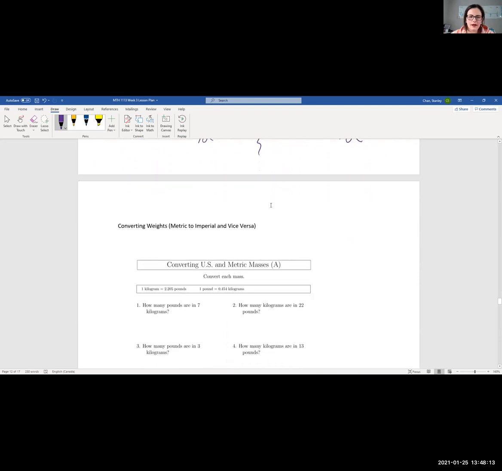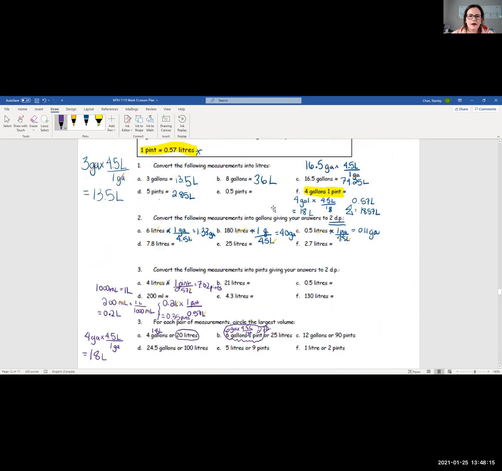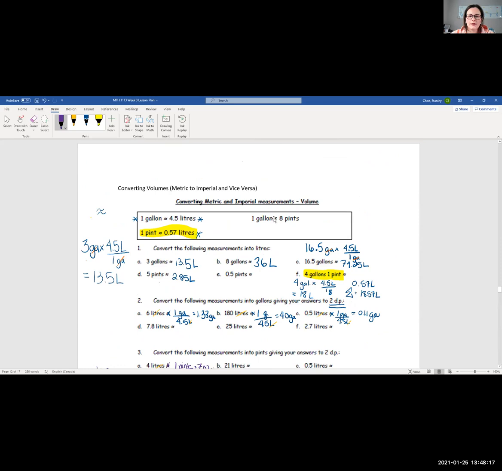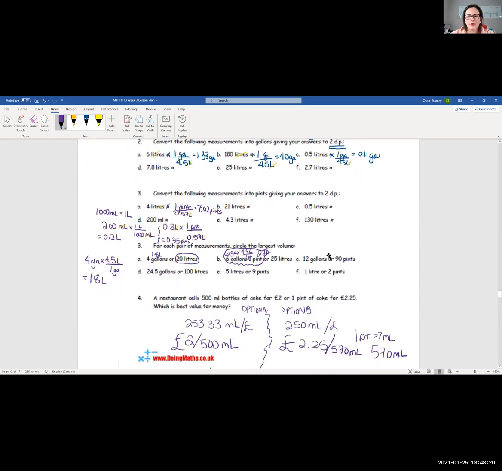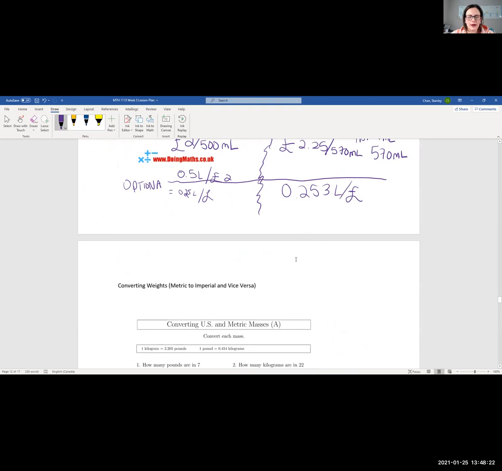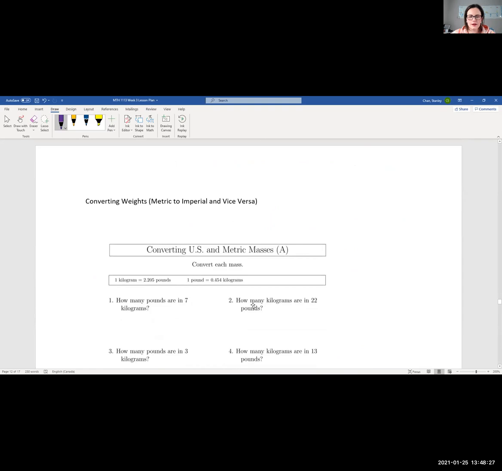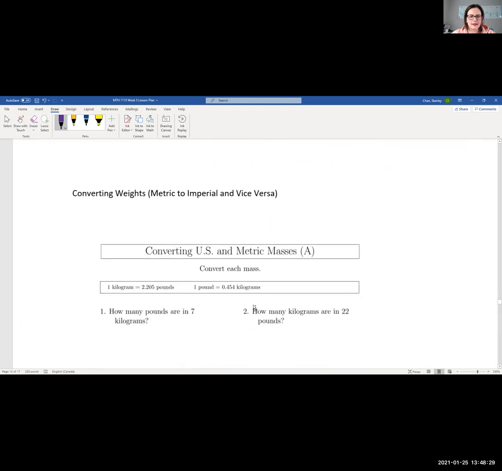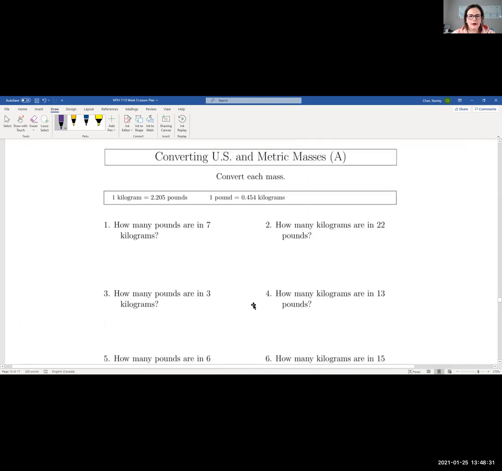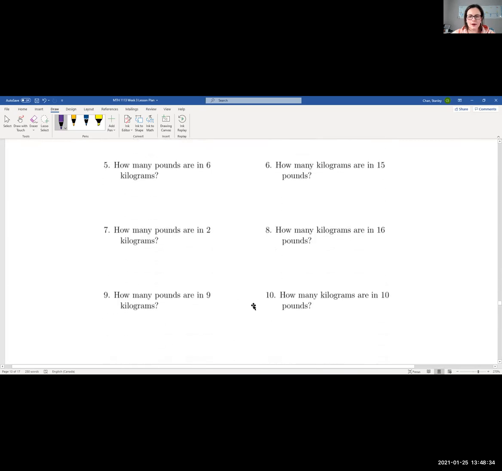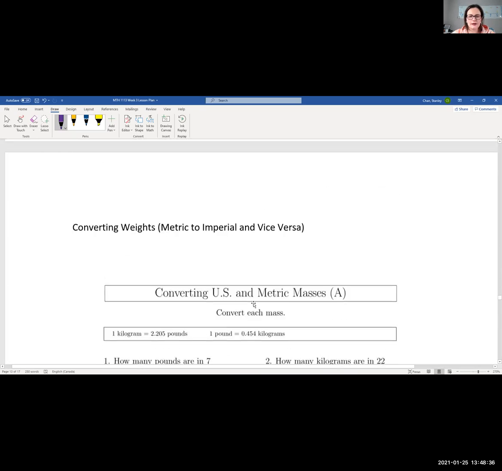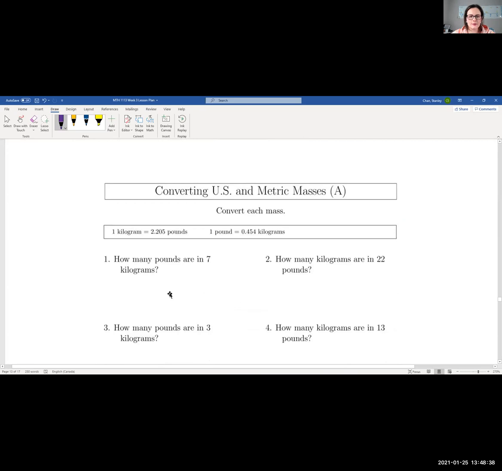All right, so that covers volume conversions. So let's move on to weight conversions. We're going to look at converting pounds to kilograms. There are about 10 different math drills right here, but it's pretty much the same thing. So once you get the first drill, it should be fairly easy to get the second, third, and fourth.